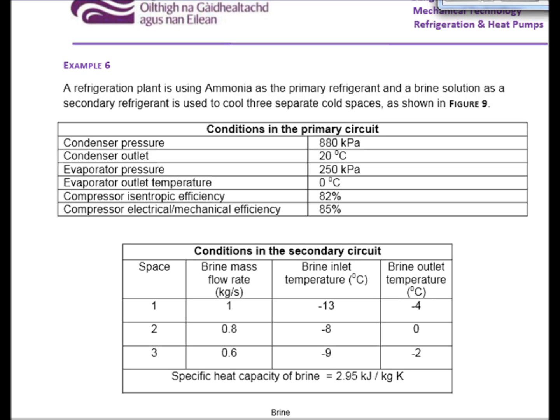We're given, first of all, conditions in the primary circuit. So we're told the condenser pressure is 880 kilopascals. At the condenser outlet we have 20 degrees Celsius. Our evaporator pressure is at 250 kilopascals, and our outlet temperature of the evaporator is 0 degrees Celsius. We're given an isentropic efficiency of compression as 82%, and an electrical mechanical efficiency of the compressor of 85%.